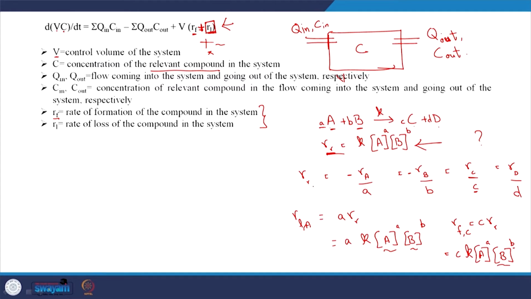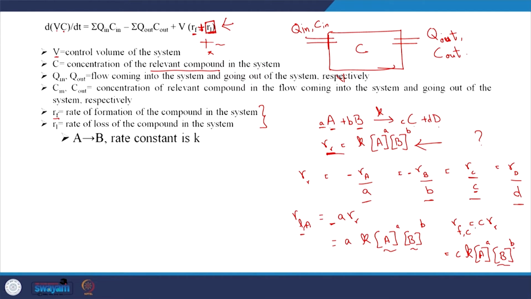That is why here I did not write rate of loss, I wrote the negative term here, as in A and B are being lost out here, while C and D are being formed. That is why positive out here and negative out here. But because I wrote rate of loss here, I did not use any particular symbol out here. That is something to keep in mind.